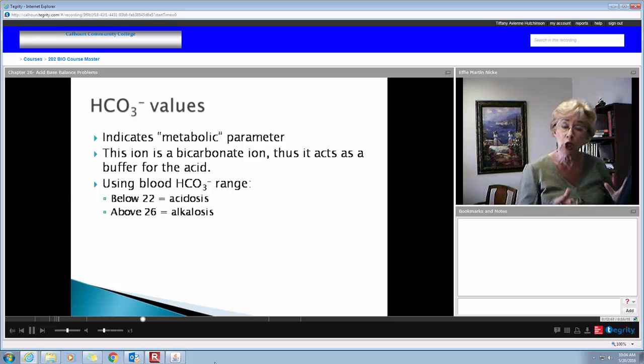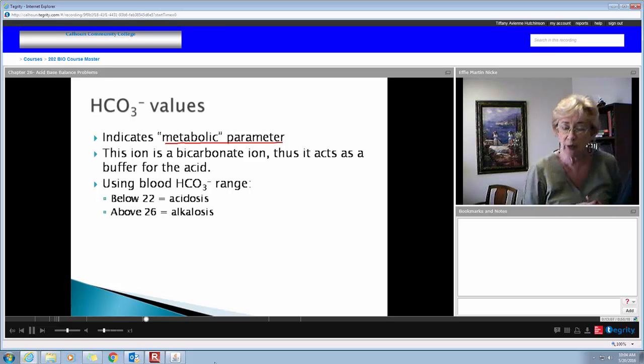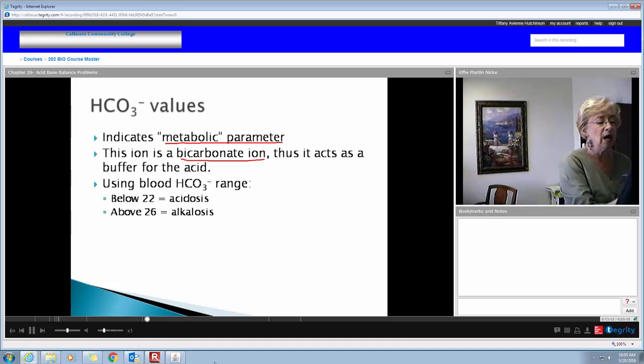All right, now let's look at the other thing that we're going to be considering in our lab values, and that is the bicarb ion value. The bicarb ion is your metabolic parameter. This one is going to help you decide whether you have a metabolic problem, whereas PaCO2 was used to help you decide if you had a respiratory problem. This ion is the bicarb ion, and a bicarb ion acts as a buffer for the acid. Okay, it is a buffer. It is a base.